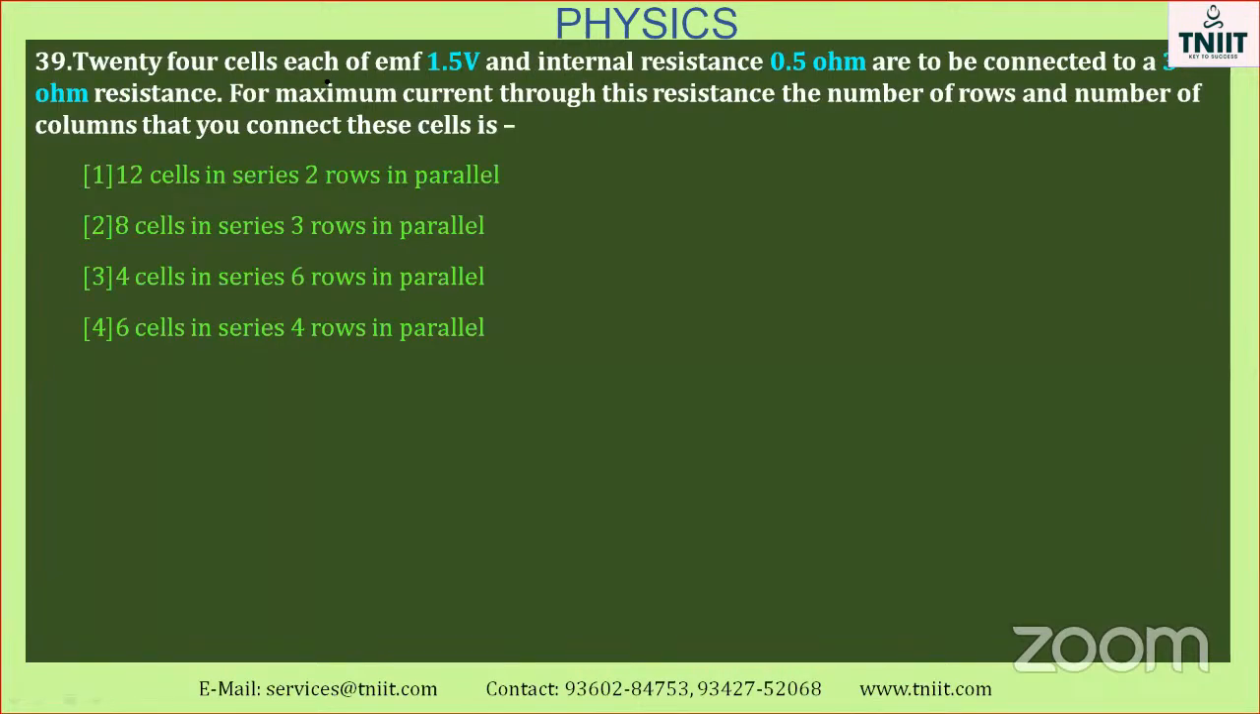24 cells are there. Total EMF is 1.5. Total internal resistance is this. What is the maximum current? Total number of cells is m into n, that is how much? 24 cells. So m into n is 24. You know that the current is going to be maximum if m into capital R is equal to n into r, where n represents the number of cells in each row.